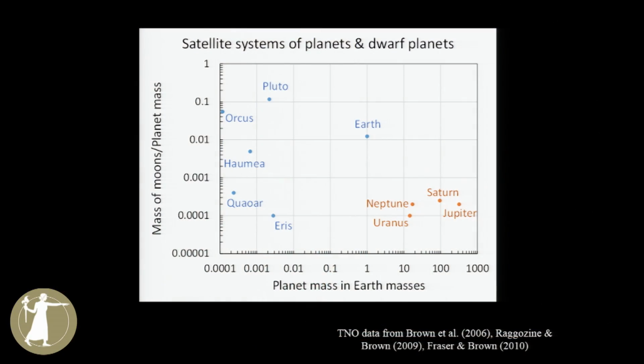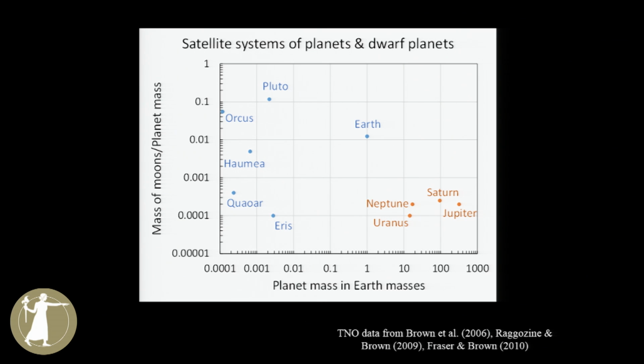So I'm going to start with a very simple plot that shows properties of the satellite systems in our solar system. In blue are the satellite systems around the solid planets and dwarf planets. In orange, the satellite systems around the gas giants. So what I'm showing here is the mass of the whole satellite system ratioed to the mass of the planet as a function of the absolute mass of the planet in Earth masses.